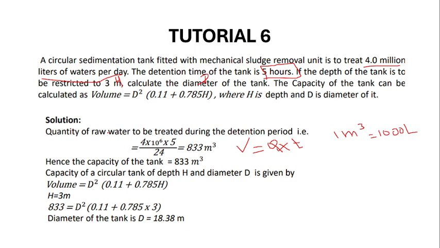And then h is given as 3 meters. So substitute it here and we will obtain the d square value, and again to calculate the d, take the square root of the value. So diameter of the tank d is equal to 18.38 meter. This is the answer.